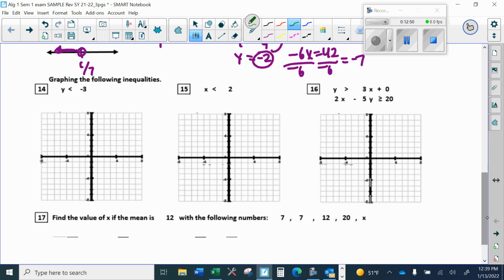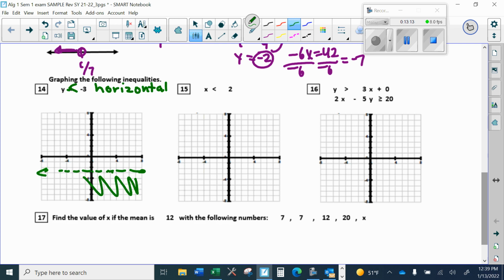Number 14, y is less than negative 3. 1, 2, 3. Less than, remember, first off, y equals the number is a horizontal line. You know, have that memorized because that means all the y's must be negative 3. The x can be anything. 0, negative 3, 1, negative 3, 2, negative 3, 3, negative 3. It is dashed because there's no equal sign. And remember, it points to the small one. So y is less than.